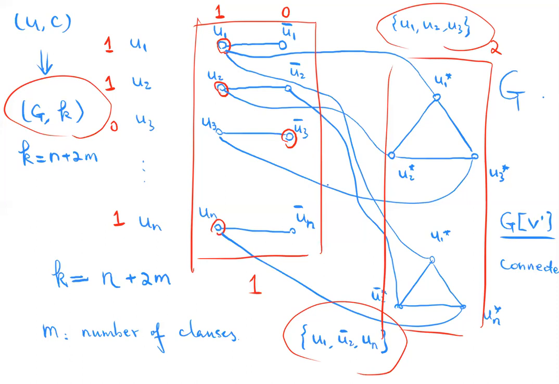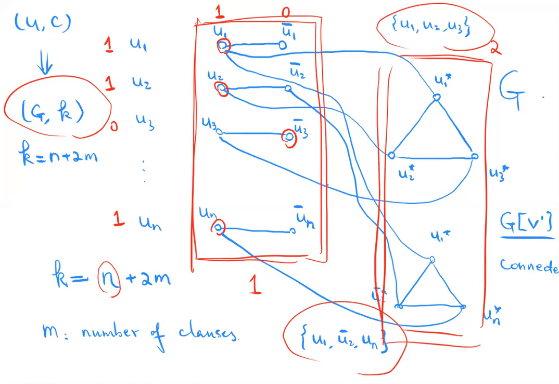All right. K equals N plus 2M. For this part, we use one vertex in the vertex cover for each Boolean variable. So that's N. For the satisfaction testing component part, we have M clauses, each using 2 vertices. Each triangle uses 2 vertices. All right, so that's where we come up with this number, N plus 2M.